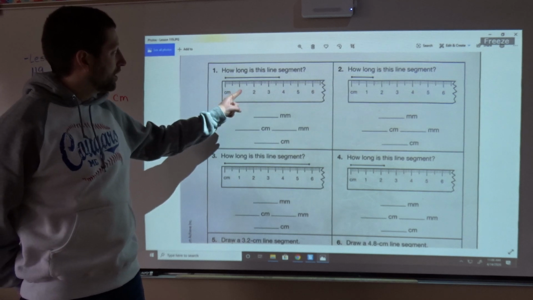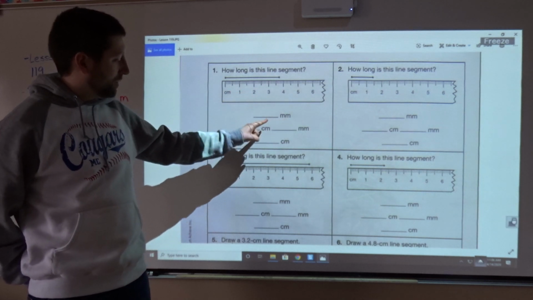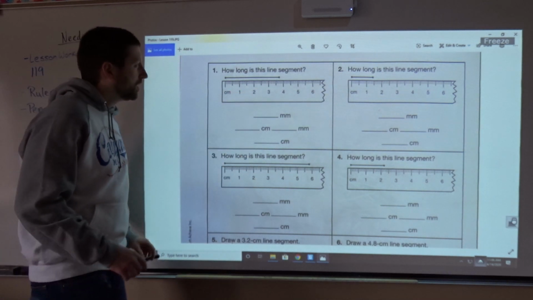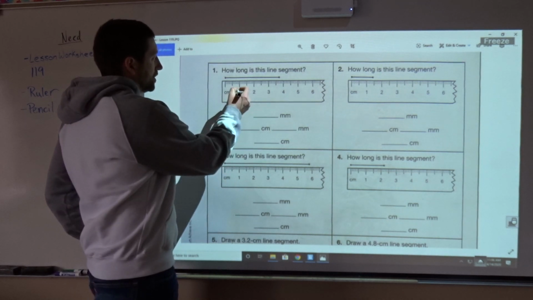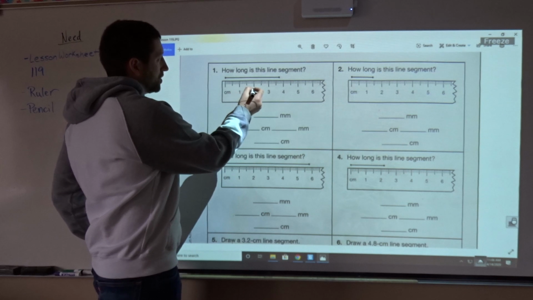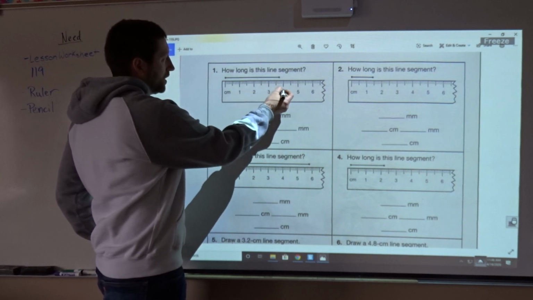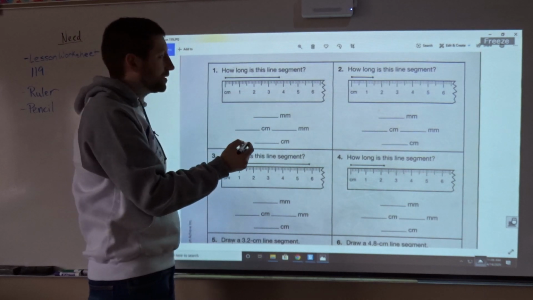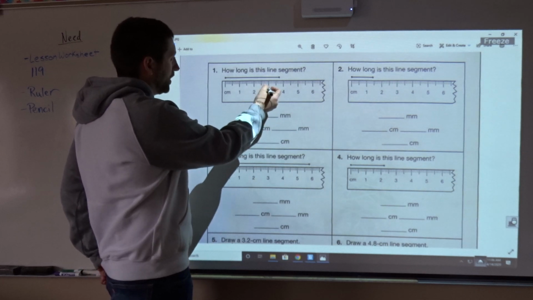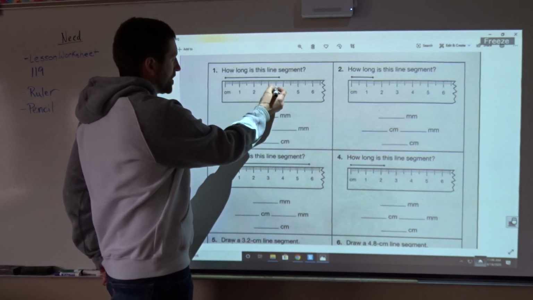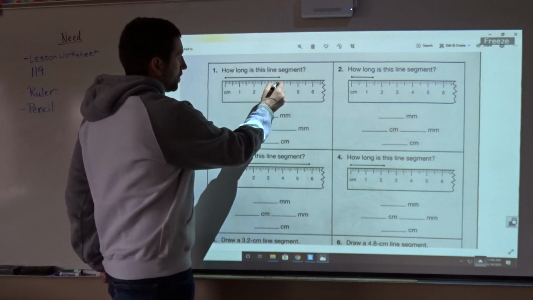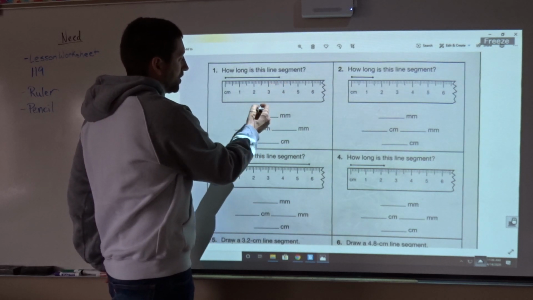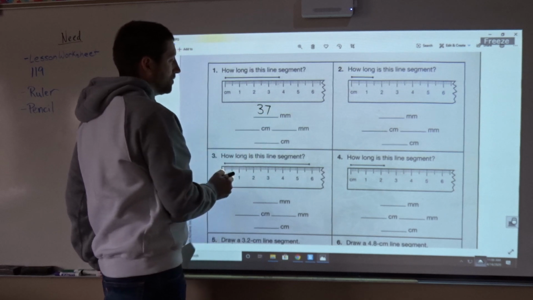Well, I look here, and let's do millimeters first. It is 10, 20, 30, it's not all the way to 40, so let's go back to 30. I know this longer line in between there is 35, so I can go 36, 37, so I would say this one is 37 millimeters.